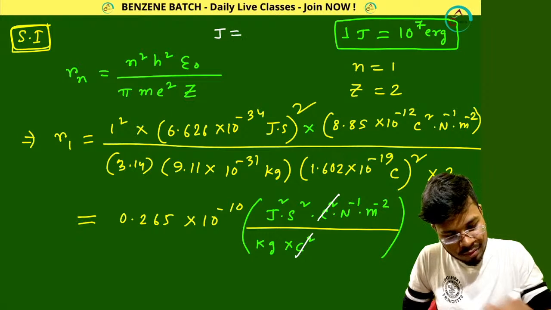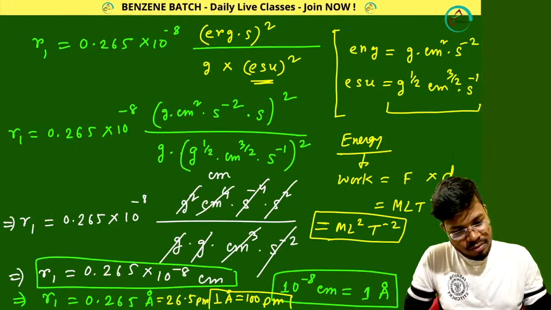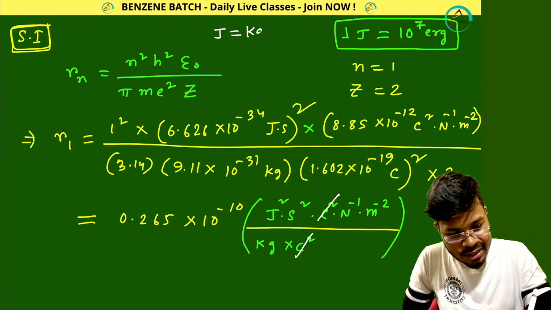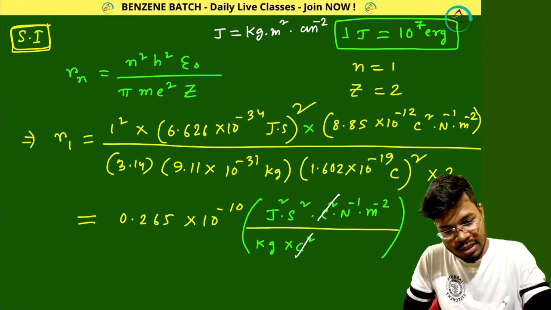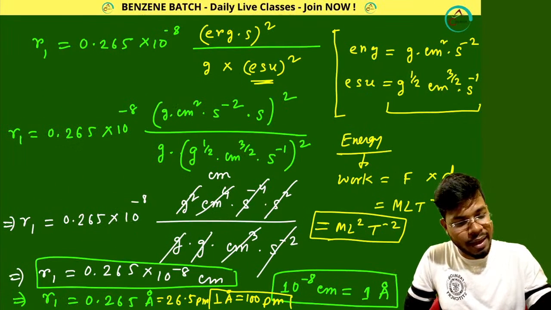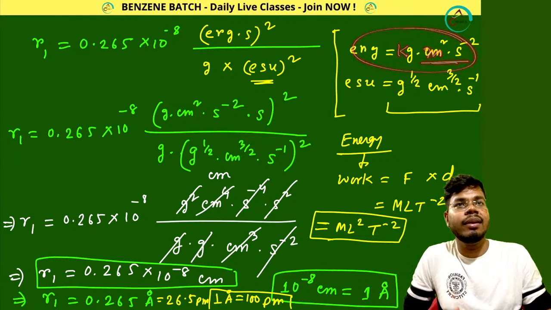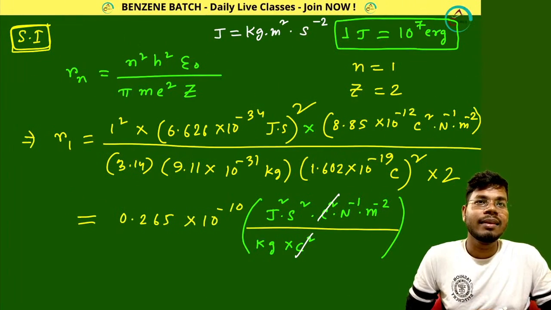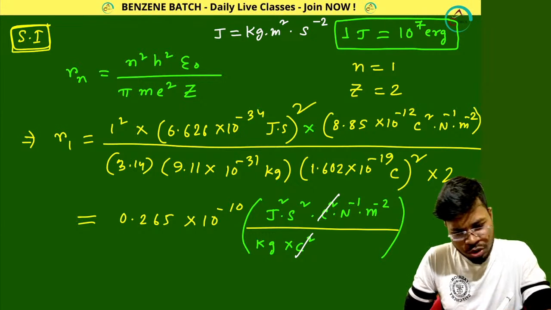So what will joule mean? Joule means kg meter square second to the power minus 2. Same thing, I just changed the units to kg, meter, second in case of SI unit. Okay, it's simple.